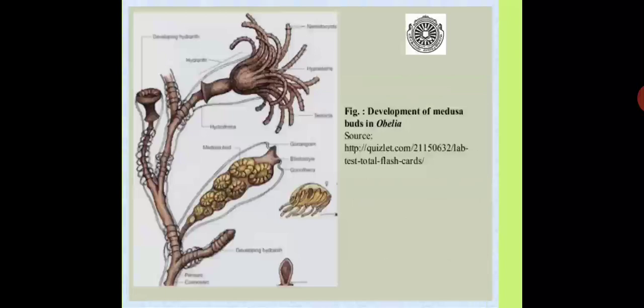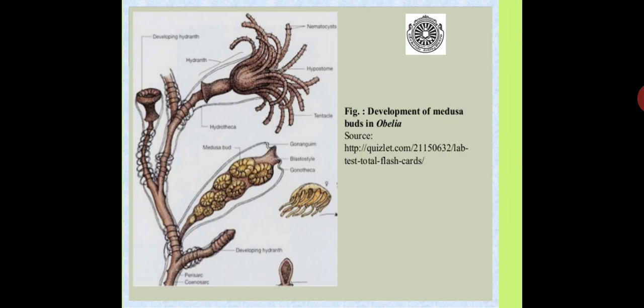So this is the detailed structure of the development of medusa buds in the Obelia colony. As you observe here, this is the gonozooid or the blastostyle, inside which you see a number of medusa buds, and there is an opening called the gonopore. When these medusae are matured, they escape out of this blastostyle through this gonopore, and they are released freely into the marine water.